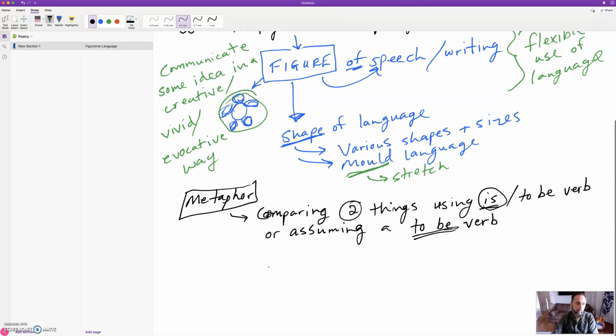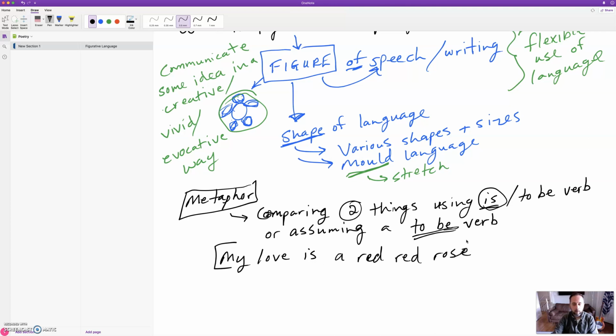So let's take two little examples here, okay, that maybe are kind of cheesy, but I'm going to spice it up a bit with a second example anyway. But you might know this one, okay? My love is a red, red rose.